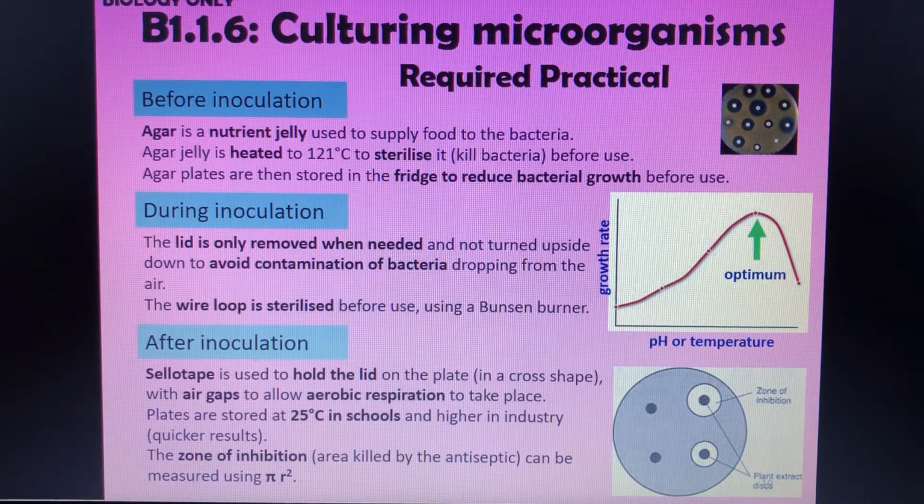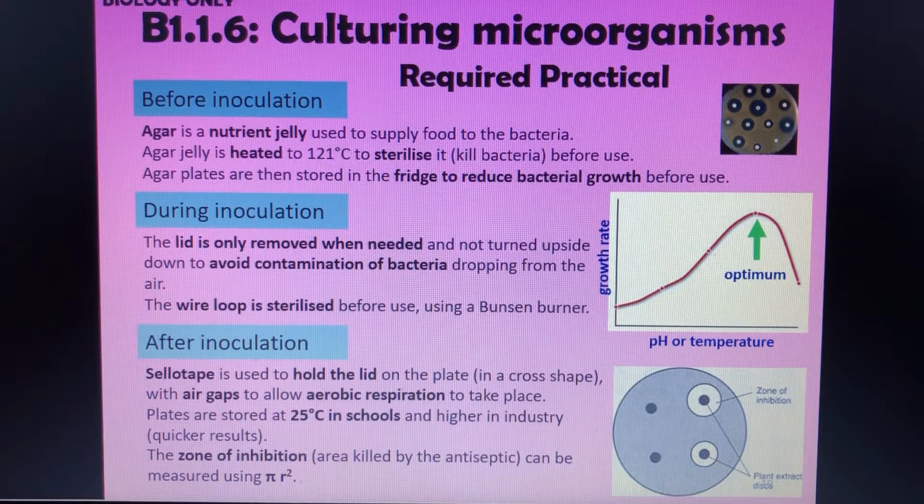Okay, we've got our triple content now. This was the agar plates. So we've got this agar jelly, which is rich in nutrients. It's been heated to a high temperature before we use it to sterilize it and kill any bacteria. Before we use it, we then store it in the fridge to reduce any bacterial growth, just like we would store our milk. We then inoculate the plate.